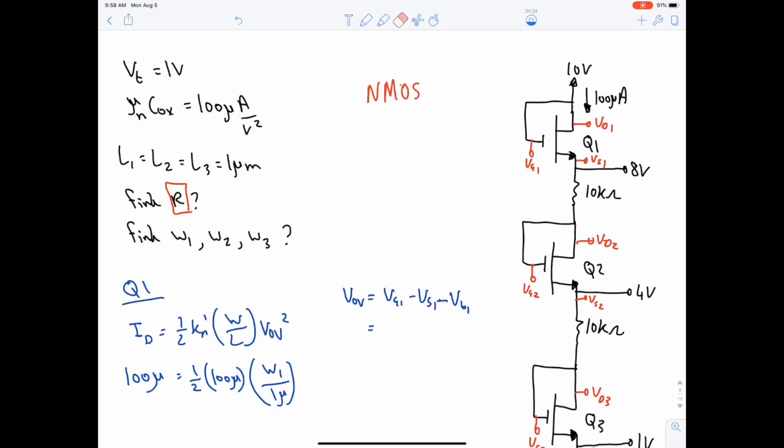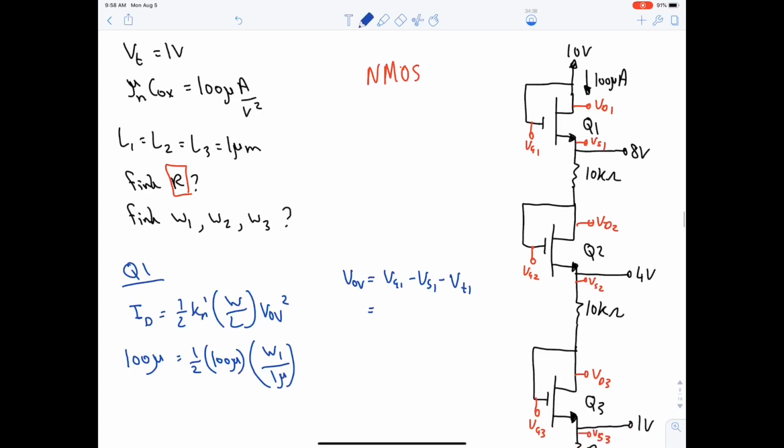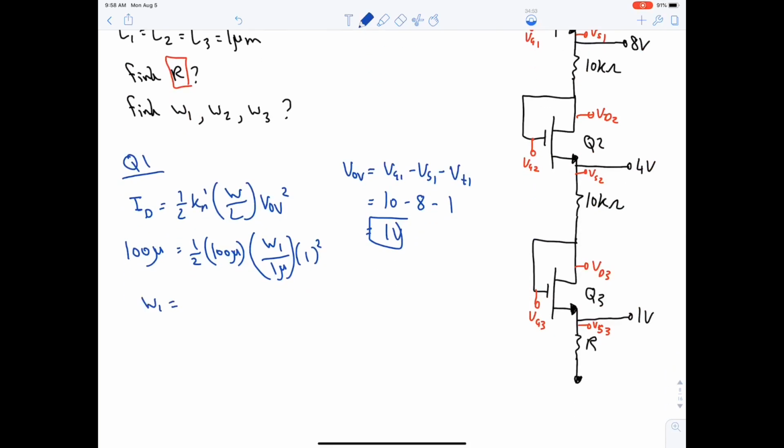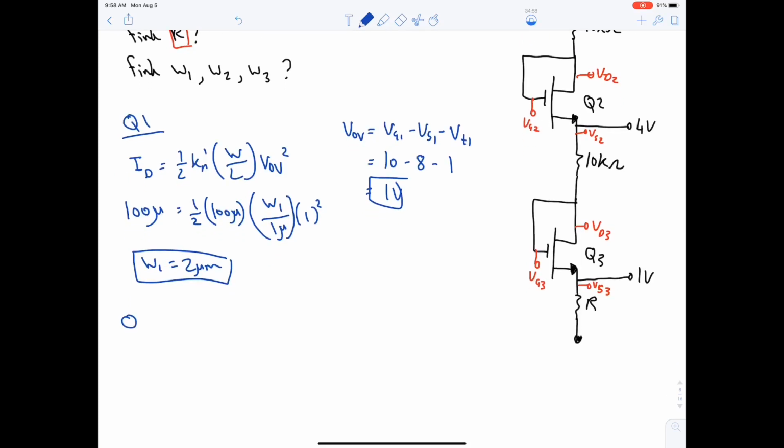So VG1 is 10, VS1 is 8, VT1 is 1. So 10 minus 8, 2, 2 minus 1, 1 volt. Okay, so 1 squared, this will give us W1 equal to 2 micrometer. Okay, let's move on to Q2.